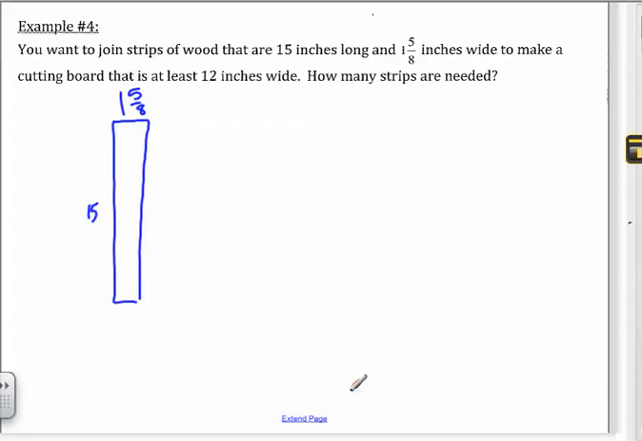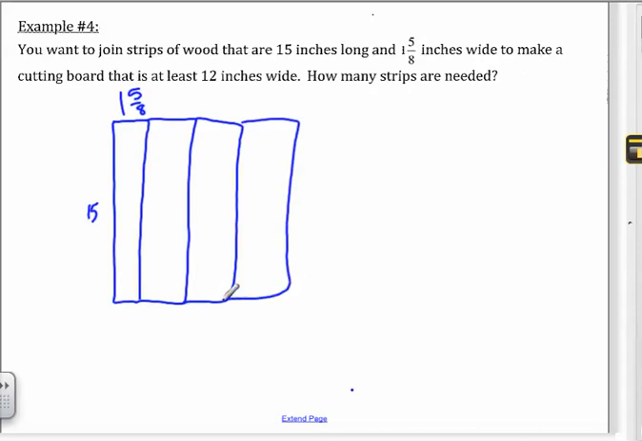Okay, so we need more of these, right? Like this. The question is, how many more? How many strips are needed? Well, how would I figure out how many strips that I would need here? Miles, what do you think?